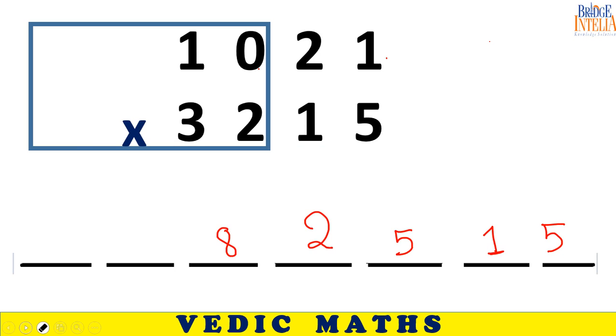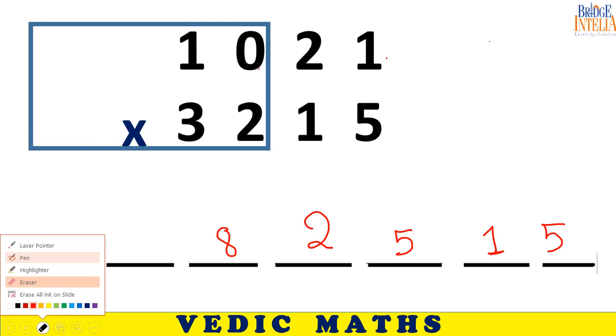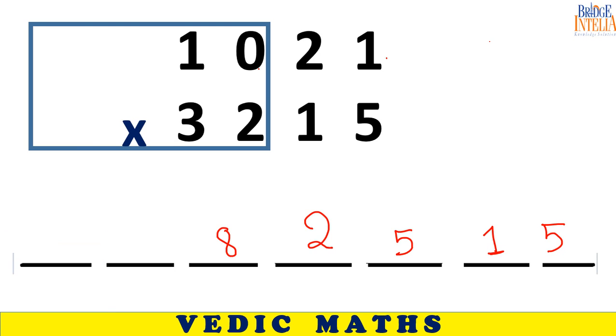So now the box is in this position. Let's find out the cross connection product. So connecting 1 with 2, 1 into 2 is 2. Connect 3 with 0. So 3 into 0 is equal to 0. So 2 plus 0 is 2. So write 2 here. So we have filled this blank also.